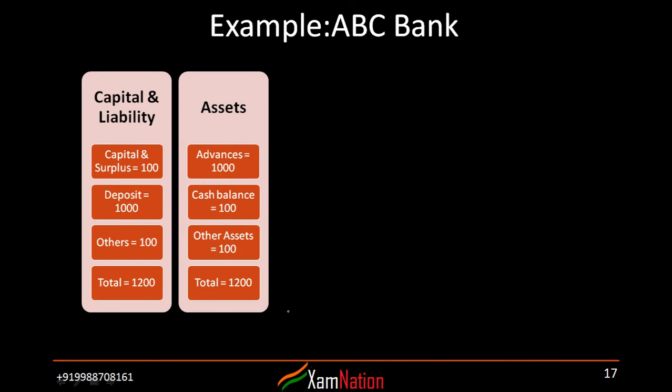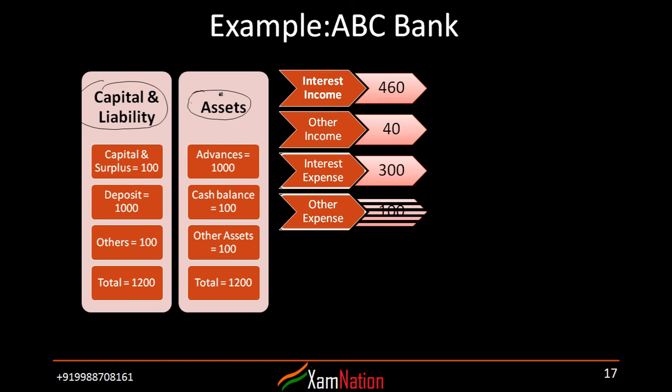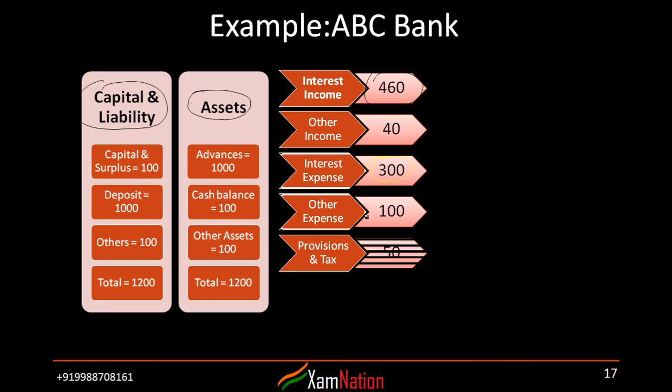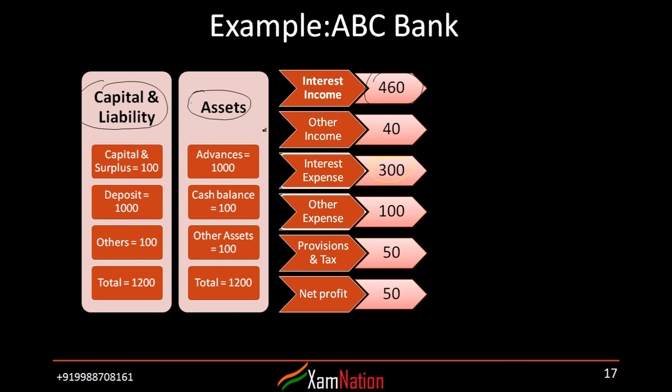So it's capital and liabilities. It's a simple balance sheet of a bank. On one side you have the capital and liabilities of the bank, on the other side you have the assets. These are the numbers shown here. Now, for the income side, the interest income is 460 and 40 is the other income. Interest expenses are 300, other expenses including provisions and everything are 100 rupees, and the provision is 50. I have put the provision entry differently, it's 50, and you are getting a profit of 50 rupees. This is what this number represents.